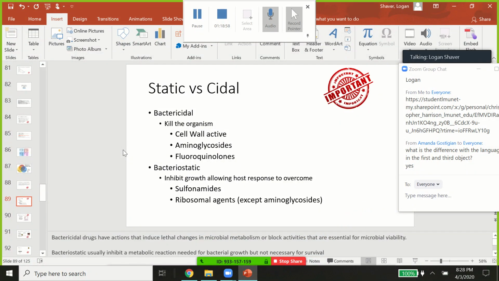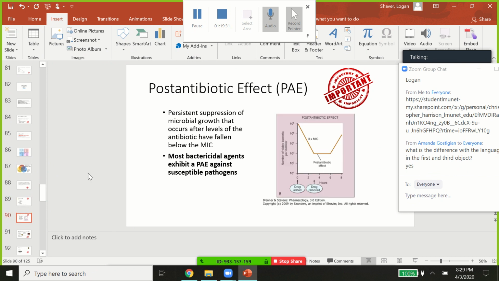And then static versus cidal, we've pretty much talked about. Maybe the thing she wants you to get out of that is that the aminoglycosides and the fluoroquinolones are specifically bactericidal. And anything that's cell wall active, that's, in my opinion, kind of a given, because if you get rid of the cell wall, then what else do they have? And then bacteriostatic, of course, is what's slowing down growth of bacteria. Sulfonamides and ribosomal agents are the ones specifically for that.